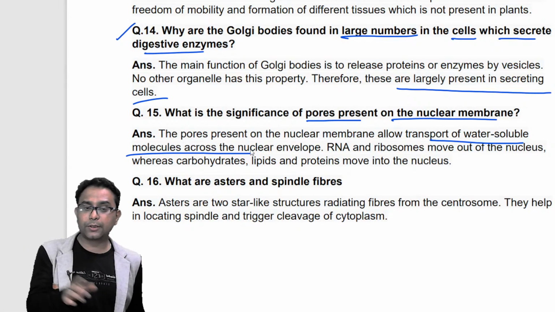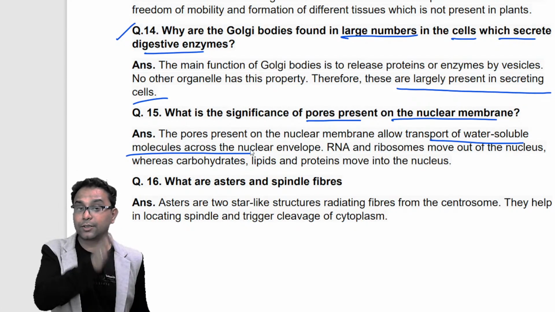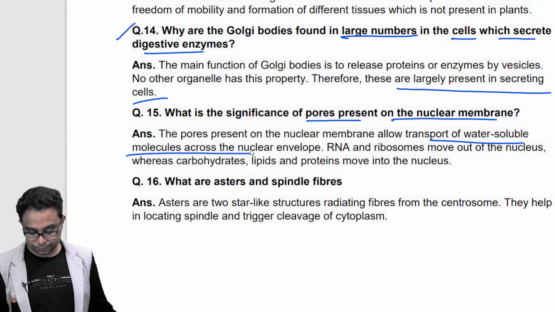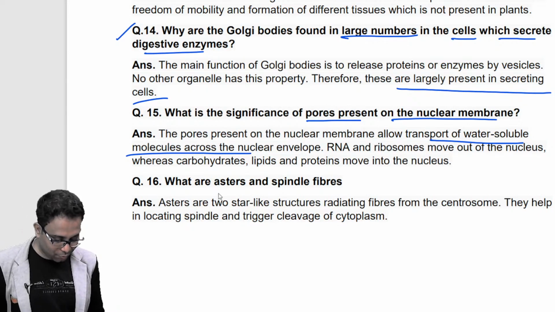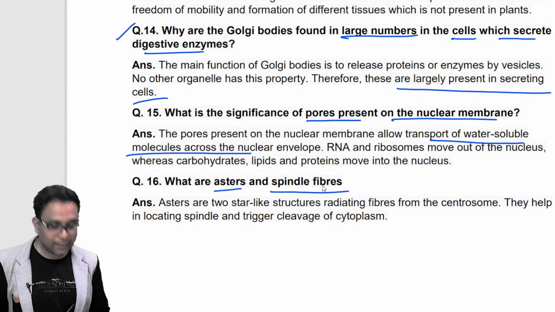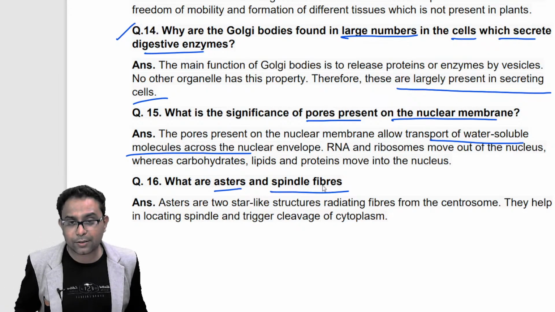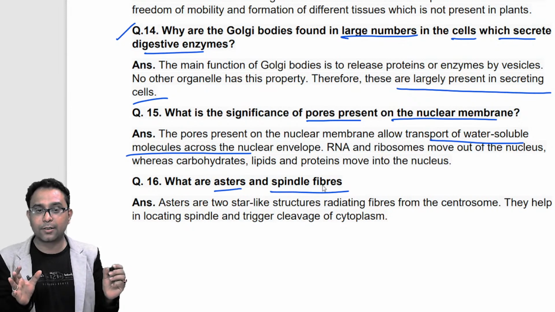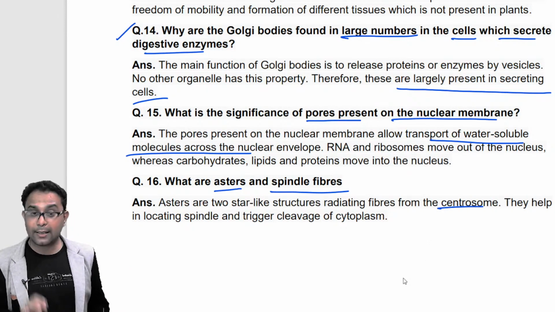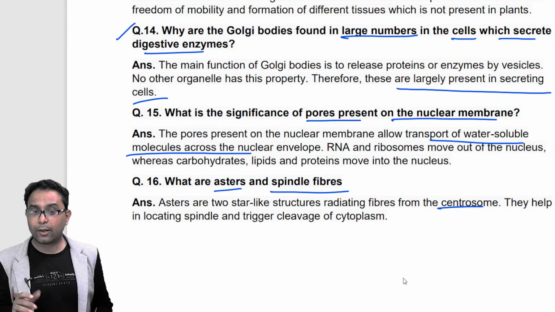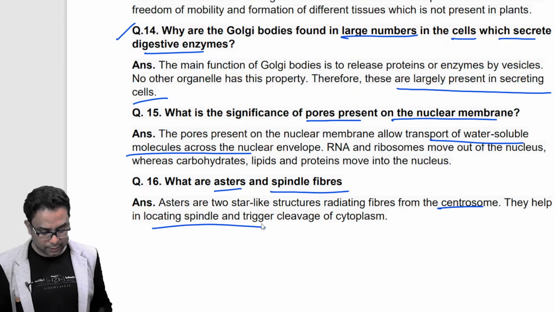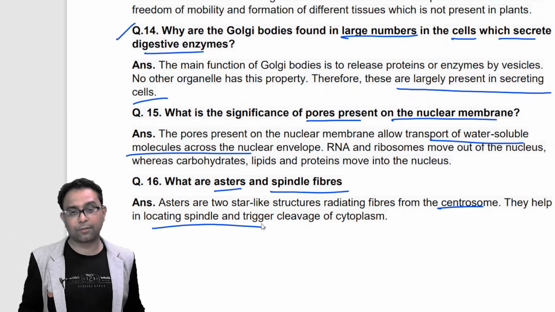RNA and ribosomes move out of the nucleus due to the presence of these nuclear pores. Next question: what are the aster and the spindle fibers? Asters are the two star-like structures radiating fibers from the centrosome. This happens in the animal cell. What is their function? They help in locating the spindle and trigger the cleavage of the cytoplasm.